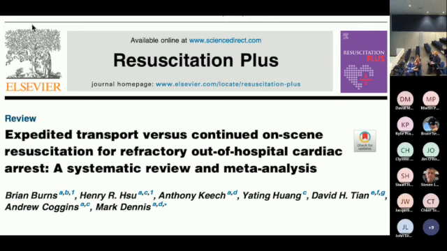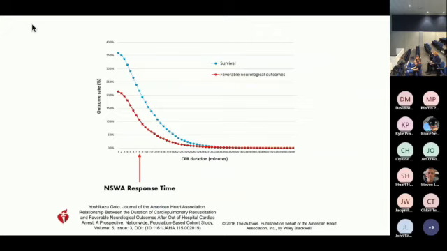And then you can see some other notables there, like Mark Dennis, who does a lot of research with us in cardiac arrest, and then Andrew Coggins out at Westmead Hospital. All right, so why are we talking about this?